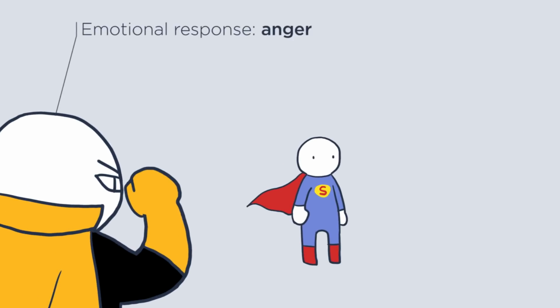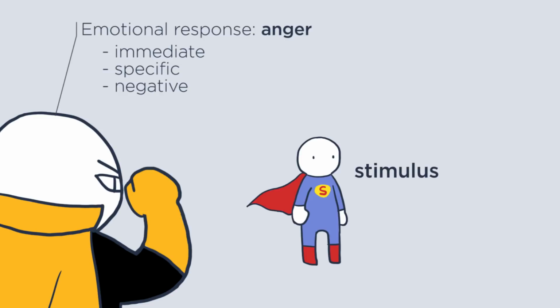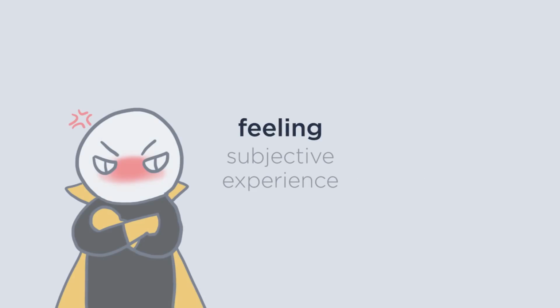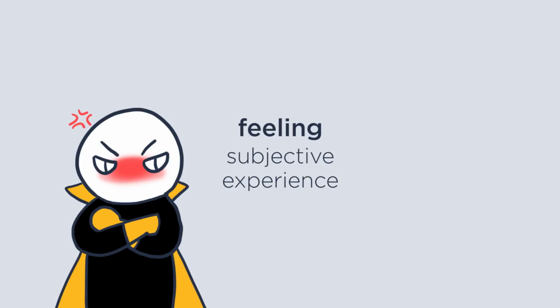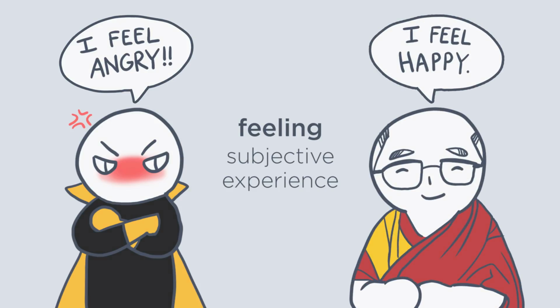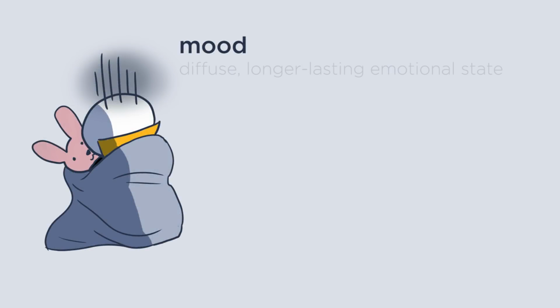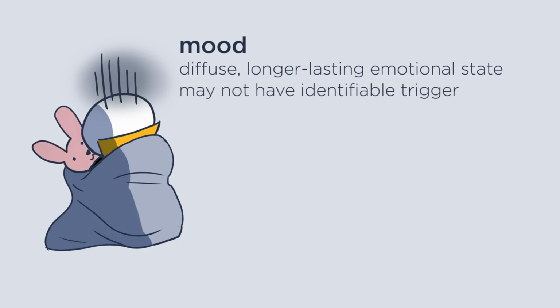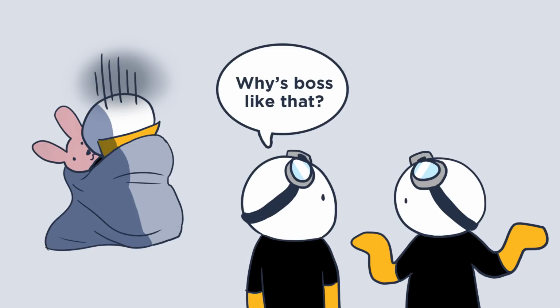An emotion is an immediate, specific, positive or negative response to internal thoughts or external environmental events. A feeling is the subjective experience of an emotion. It's what we refer to when we say things like, I feel angry, or I feel happy. A mood, meanwhile, is a diffuse, longer-lasting emotional state that doesn't necessarily have an identifiable object or trigger.